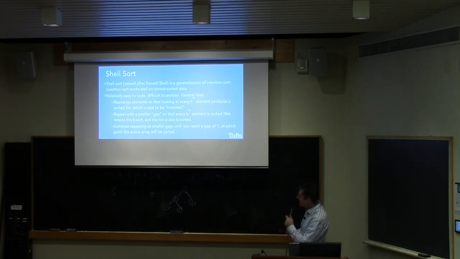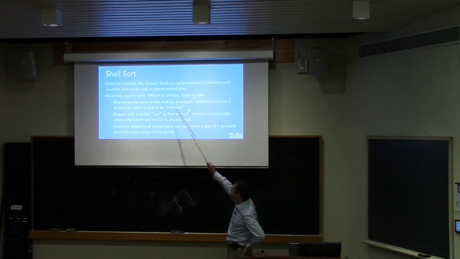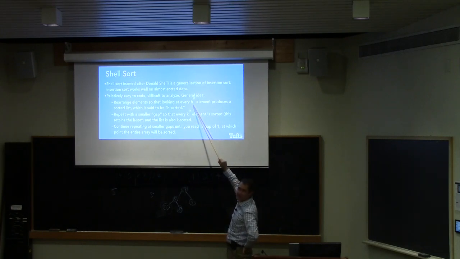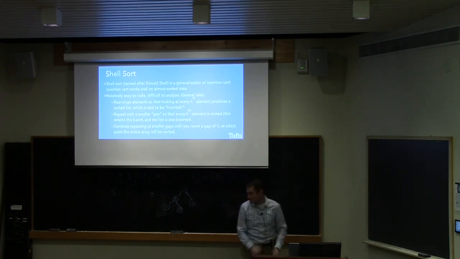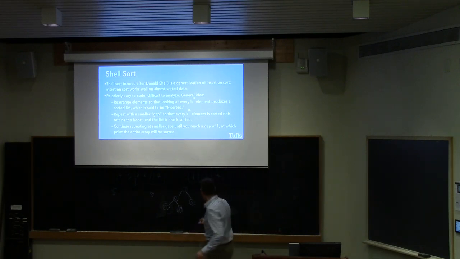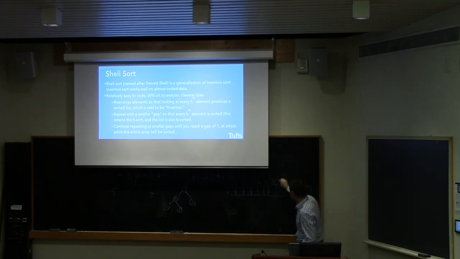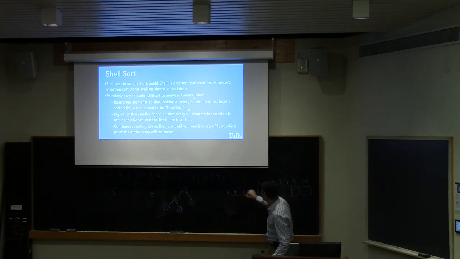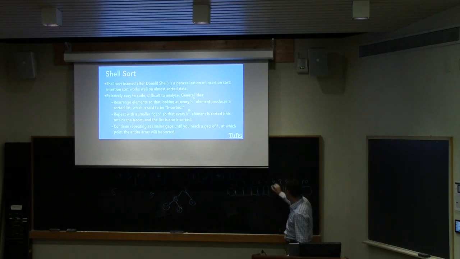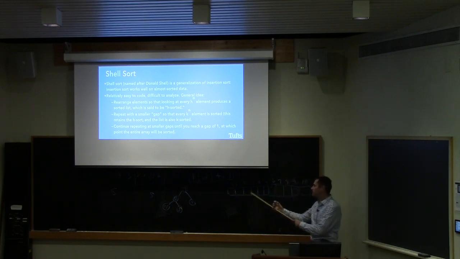Here's how it works. You rearrange the elements, and I'm going to show you this so you'll see it. You look at every hth element, and that produces a sorted list. What that means is, if you have 0, 1, 2, 3, 4, 5, 6, 7, 8, 9, 10, and we make a list where every third element is a sorted list in itself, that would mean that if you looked at this one, and then this one, and then this one, and then this one, those would be in sorted order.